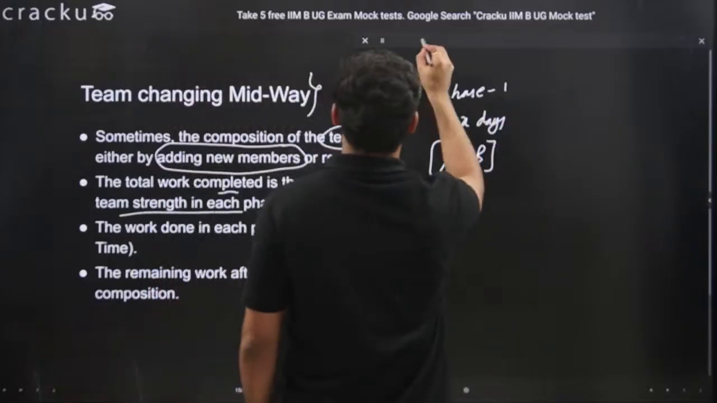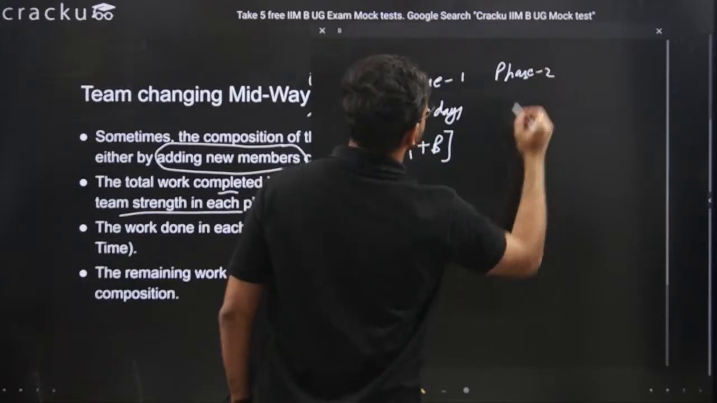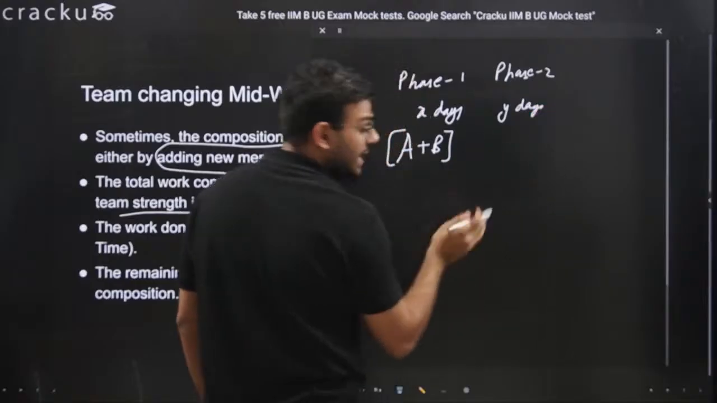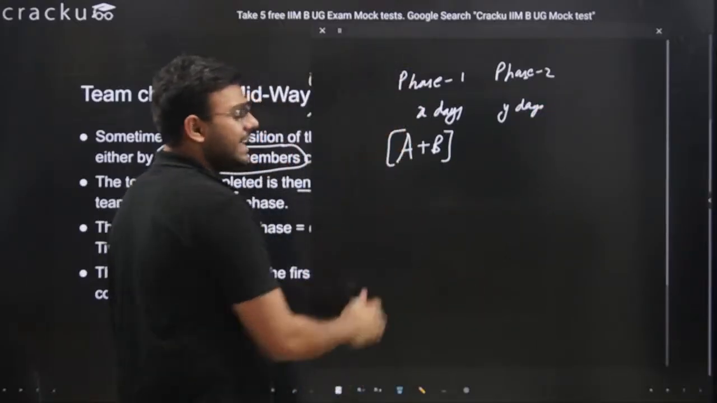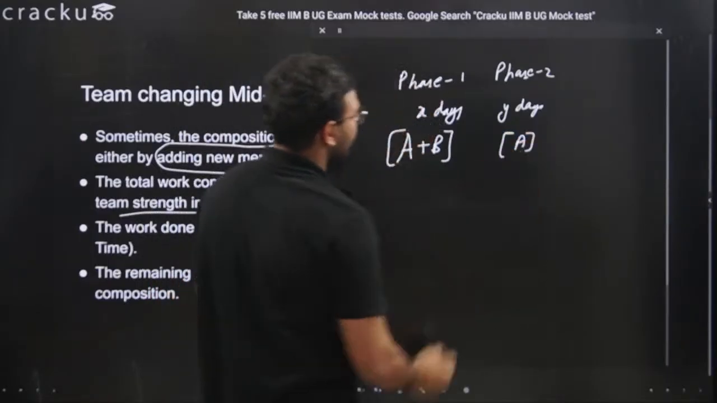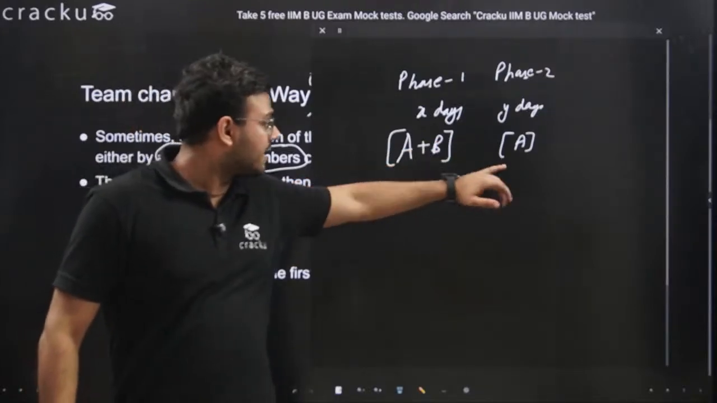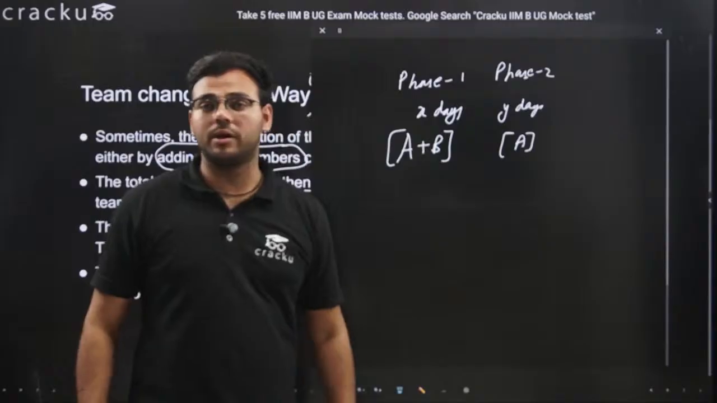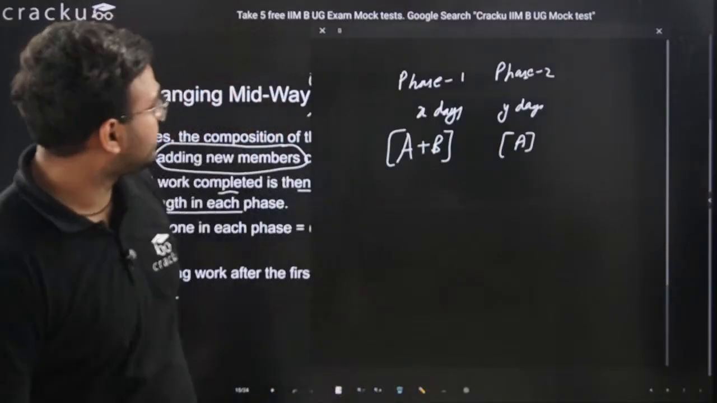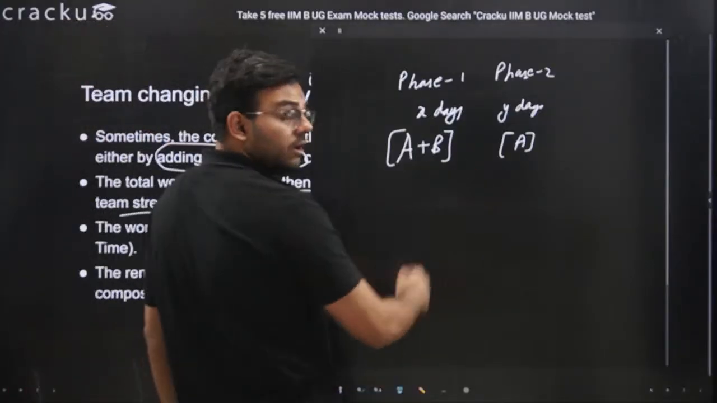Now for phase 2, which goes for Y days, B has left and only A is working. A is working alone. For the first phase, A and B both were working. In the second phase, for those Y days, only A is working, so I have to just consider the efficiency of A only. I don't have to consider the efficiency of B, because B has already left.